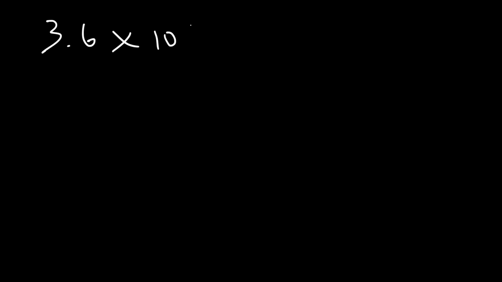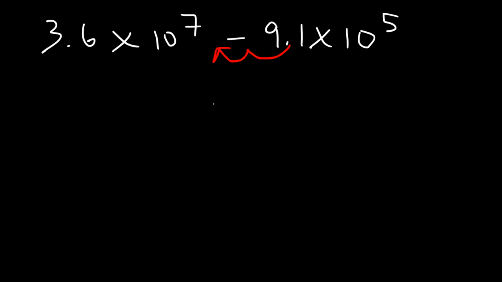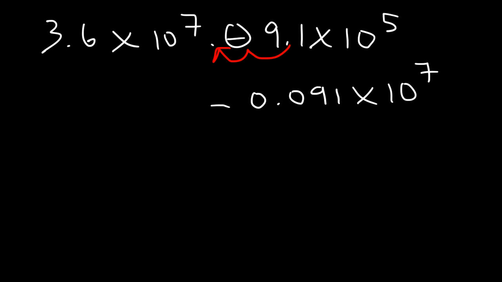3.6 times 10 to the 7 minus 9.1 times 10 to the 5. So let's move this decimal 2 units to the left. So that's going to be 0.091 times 10 to the 7. We just got to add a 0 here. So this is going to be 3.600 minus 0.091.